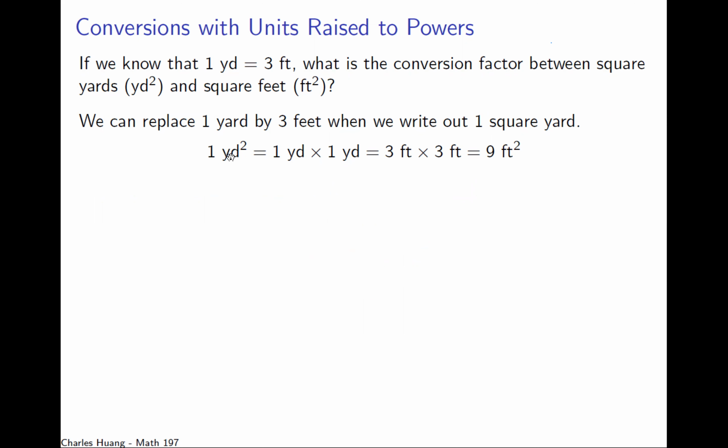Now we can look at the yards and say that this is just yards times yards, right? That's how I get the square. And since 1 yard is 3 feet, I can just replace the 1 yard with 3 feet. So then I would have 3 feet times 3 feet. That's 9 square feet. So that's method number 1, to find that 1 square yard is 9 square feet.